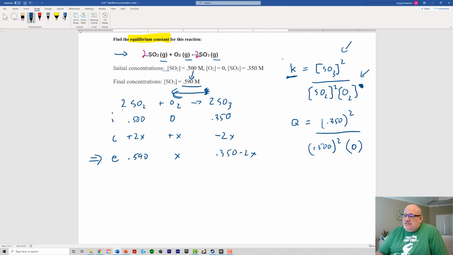Now the question is, how do we solve for our x? Well, don't we know that, if we take a look here, 0.590 subtracting 0.500 gives us our 2x value, right? So if we do the math here, wouldn't that be 0.09 equals 2x?